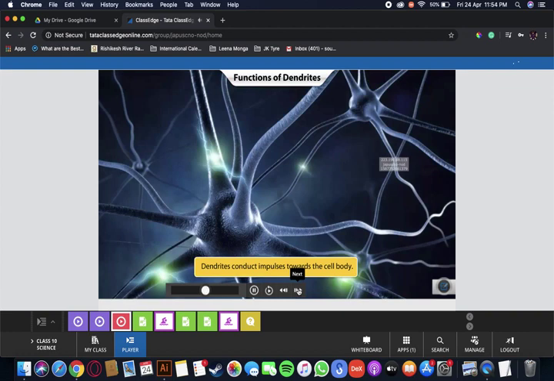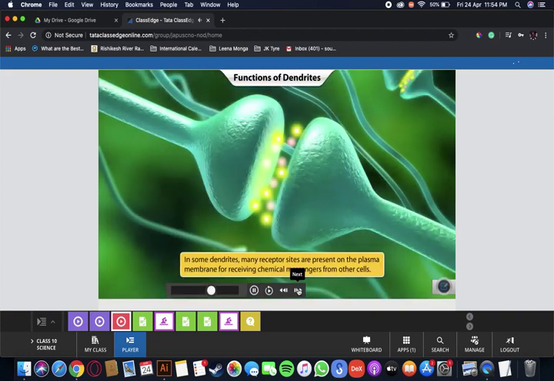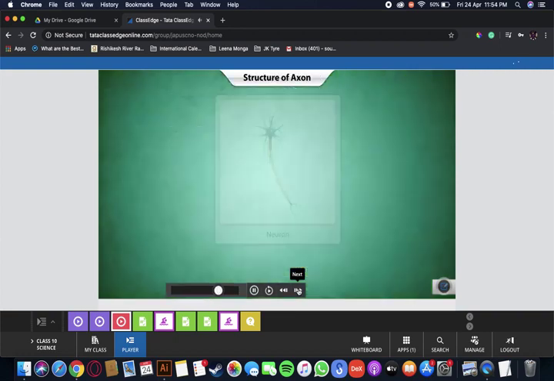Dendrites act as afferent processes and conduct electric impulse from outside toward the cell body. In some dendrites, the plasma membrane contains many receptor sites for receiving chemical messengers from other cells.